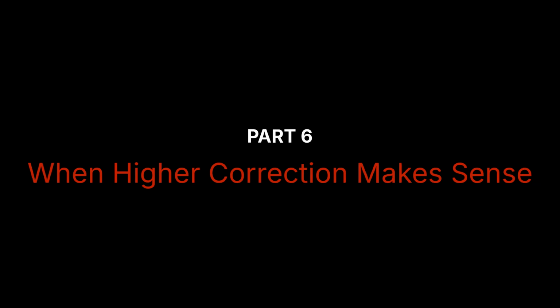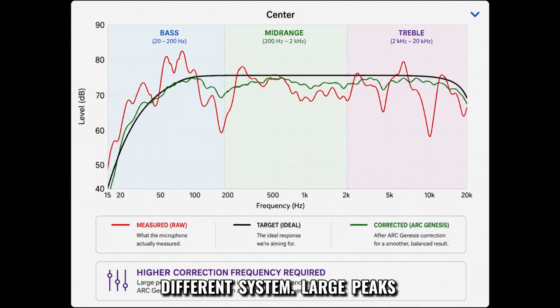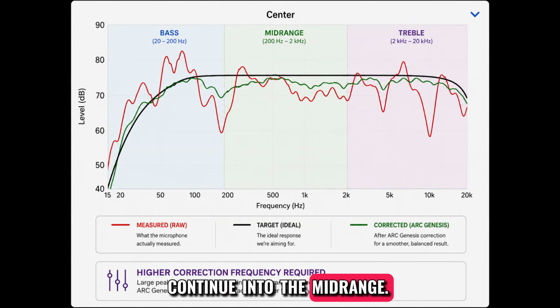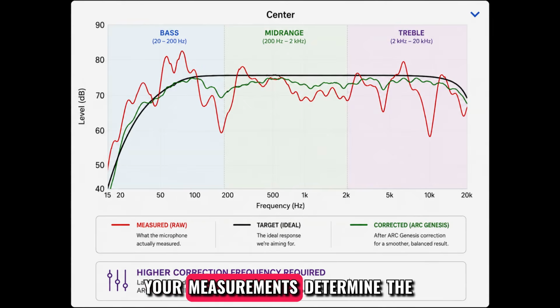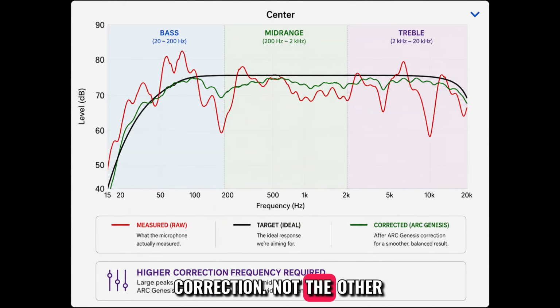Part 6. When higher correction makes sense. Now imagine a different system. Large peaks continue into the mid-range. Broad dips remain well above 1 kHz. The measured response stays noticeably away from the target. Now ARC has meaningful work to do. In cases like this, 5,000 Hz, 7,000 Hz, or even full range may produce the better result. Notice I said may, because there is no magic number. Your measurements determine the correction, not the other way around.